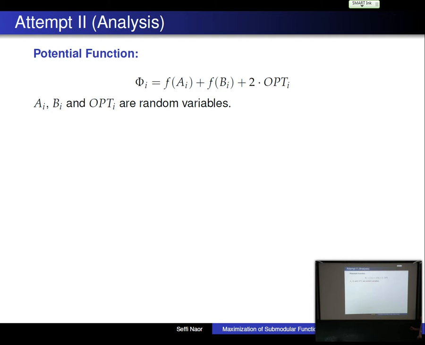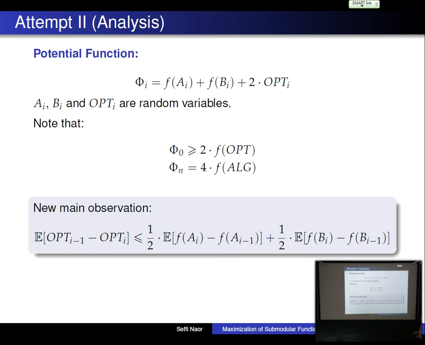The idea of the analysis, we're going to change slightly the potential function to be, at the ith step, f of A_i plus f of B_i plus twice f of OPT_i. Now these values are random variables. Initially, we know that phi of 0 is at least twice f of opt, and phi n is 4 times f of alg.